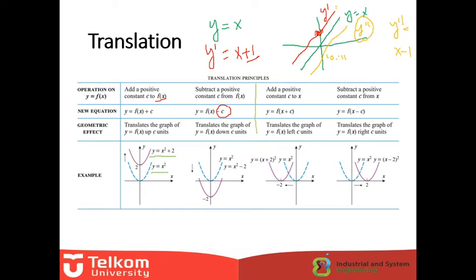Next, in here we add the positive constant not in the f(x), not in the y, but in the x, and also subtract the positive constant from the x, not from the f(x) or the y. So in this condition, you have to move left and also move right. For example, this is adding the positive constant. What is the example? For example, is this one.